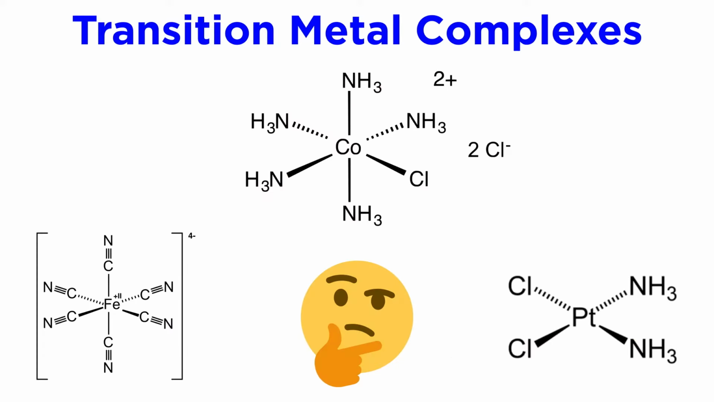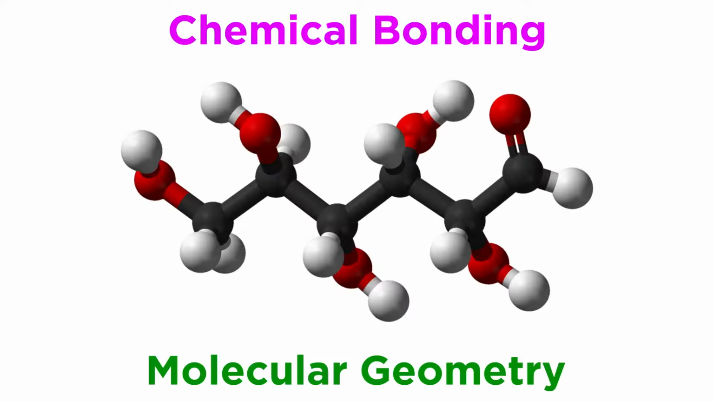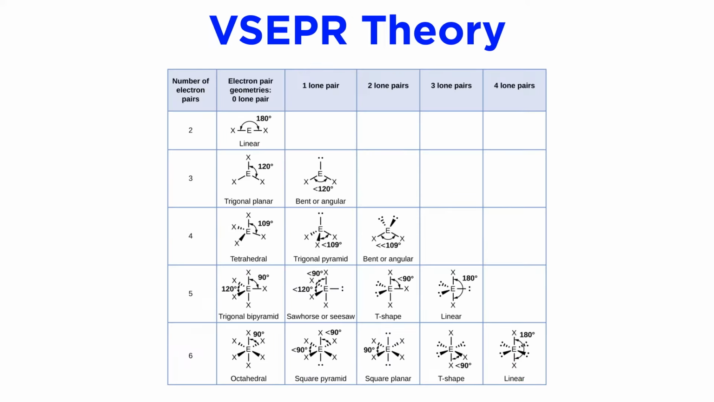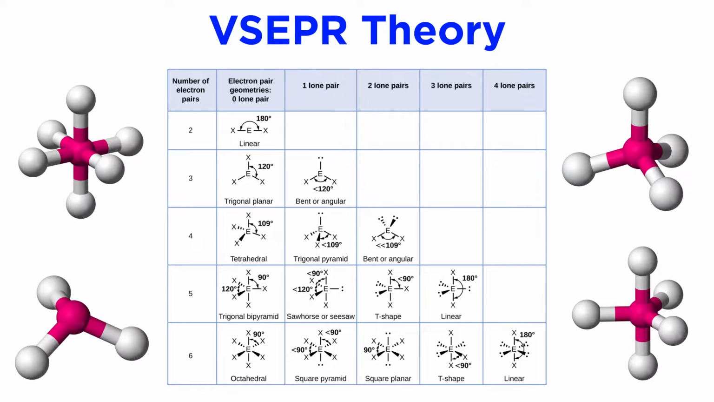By now we have become somewhat familiar with transition metal complexes, but before examining the reactions they can participate in, we need to discuss a few more of their properties. First, let us recall some of the theories we know regarding chemical bonding and molecular geometry. Way back at the beginning of general chemistry, we learned about VSEPR theory and the repulsion between electron clouds that determines the geometries of simple molecules.